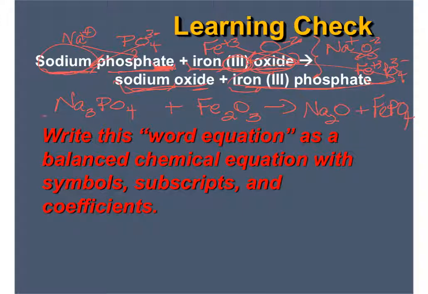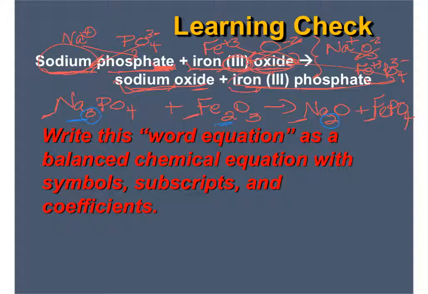All right, so now we can balance. As always, we're going to start with the metals. So we have 2 metals this time. We have sodium and iron. I'll just start randomly with sodium. There are 3 sodium on the reactant side, and there are 2 on the product side. What do I do about that?